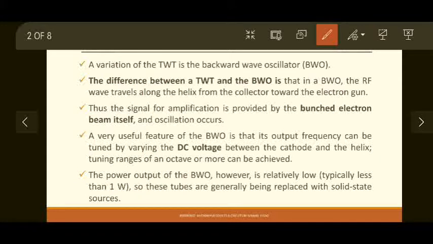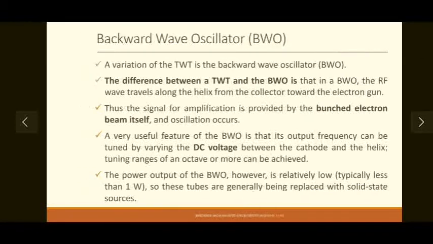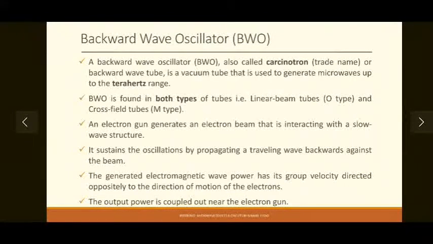So the power output, however, is relatively low for backward wave oscillator. Generally it is less than 1 watt. So for most of the microwave circuits it may not be sufficient. So they are replaced with the solid state oscillators rather than vacuum tube oscillators. Still it is the first type of oscillator that is generated at a microwave range. So let's look at more details about this BWO.